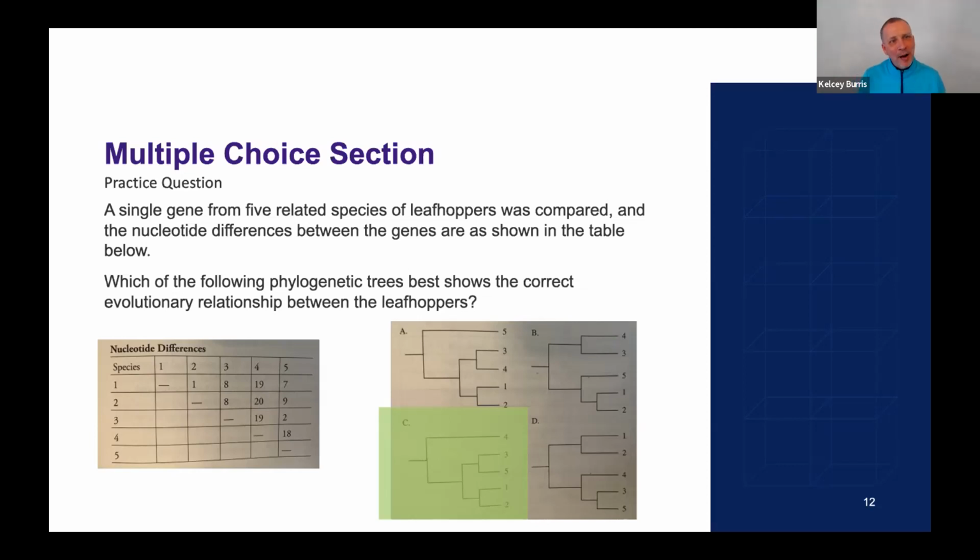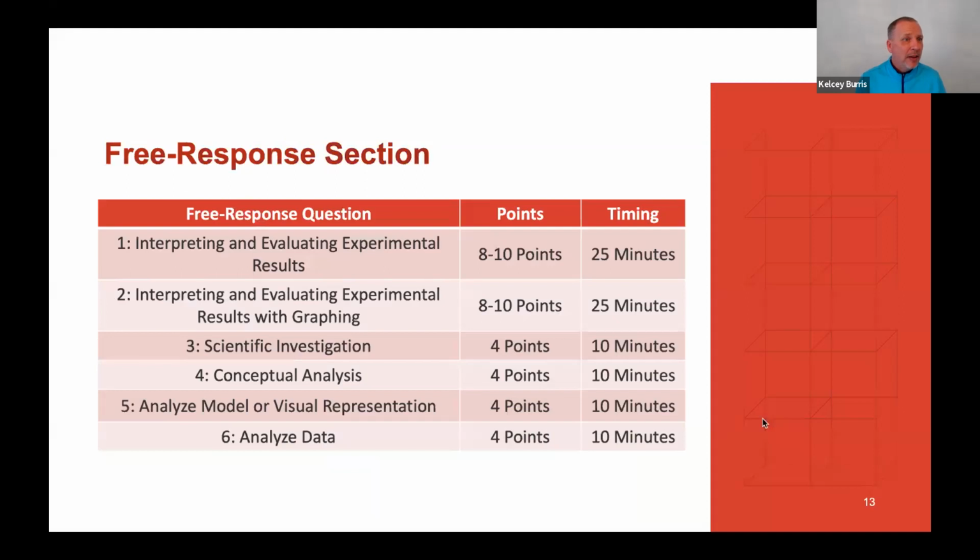Excellent point. So we're going to segue that right into the FRQs, because we're going to use the same strategy when we talk about the free response questions. So when we speak about the free response section, there are 6 questions, and you have 90 minutes for it.